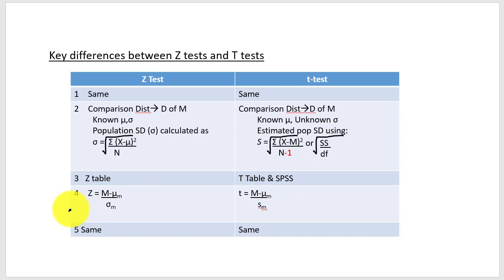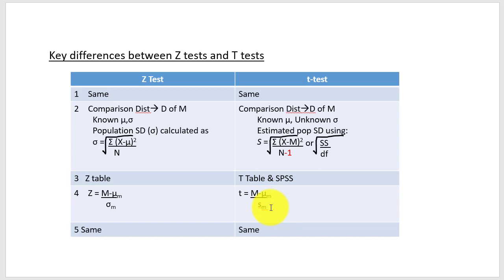In step number 4, we used the z-formula in the z-test in order to calculate what the sample z-score was, and we said that it was the mean of the sample minus the mean of the distribution of means divided by the standard deviation of the distribution of means. For a t-test, the formula looks pretty similar. It is the mean of the sample minus the mean of the distribution of means divided by the standard deviation of the distribution of means.